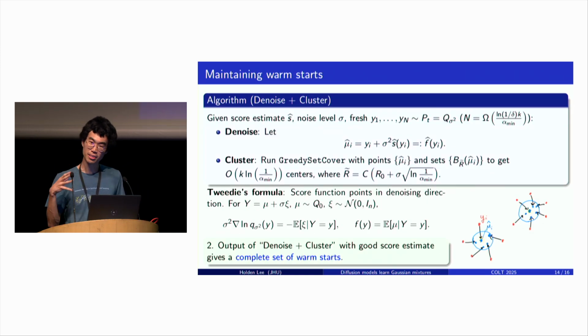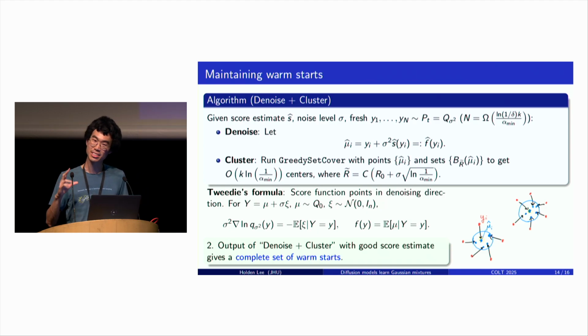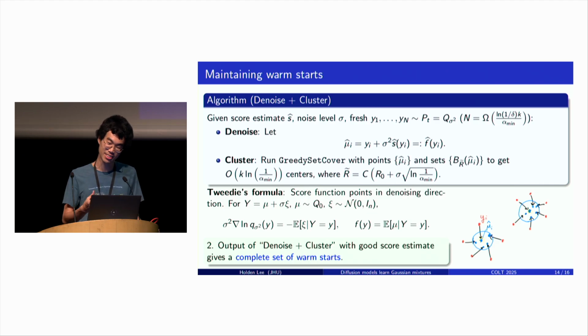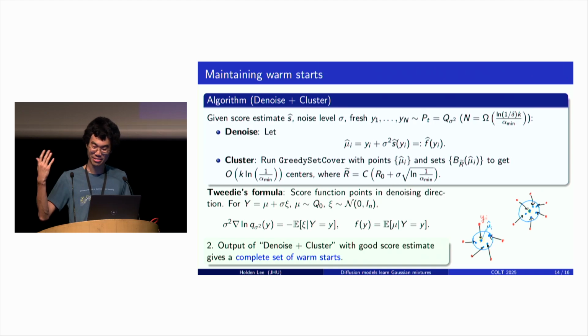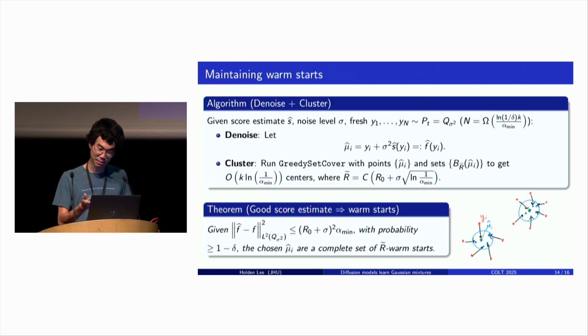Okay, so suppose hypothetically that we have an estimated score function. We could use this to find the warm starts as follows. We know by Tweedie's formula that the score function points in the denoising direction. So we take our noisy samples and add the score function to them. This gives us approximately which mean they came from, and then we do a greedy clustering algorithm, greedy set cover, with these estimates. It turns out that this will then give us a complete set of warm starts. And then we get this at the noise level that we're currently working on.